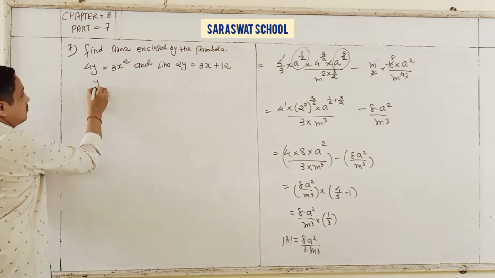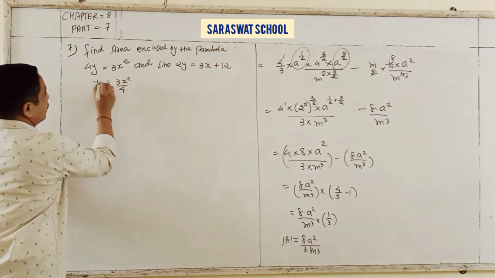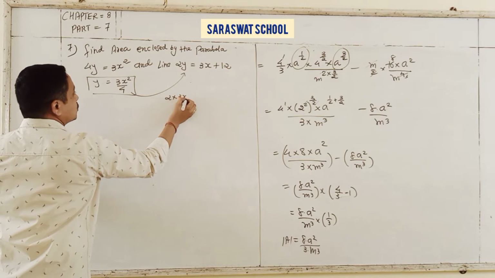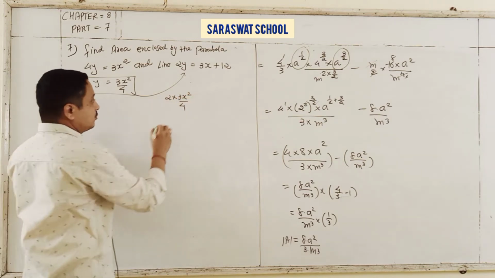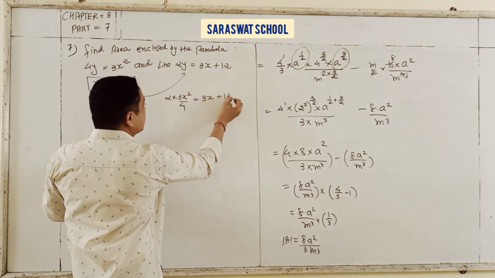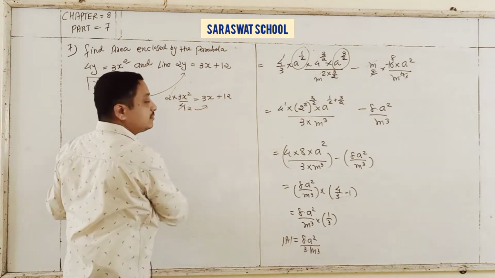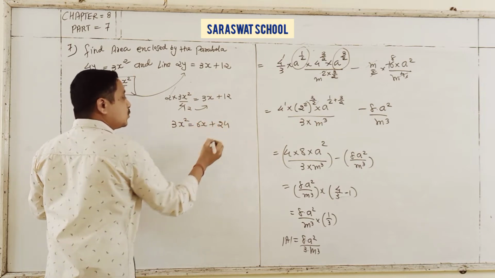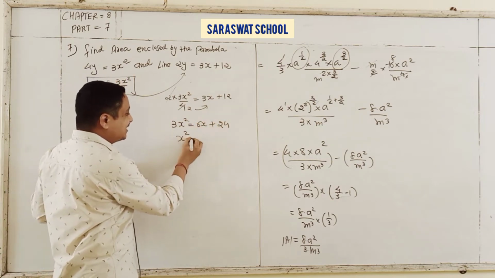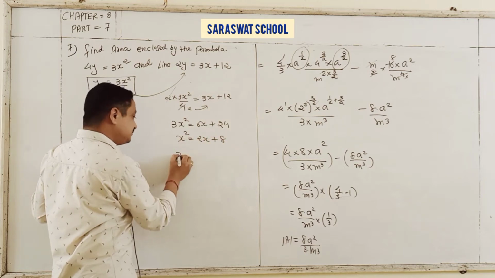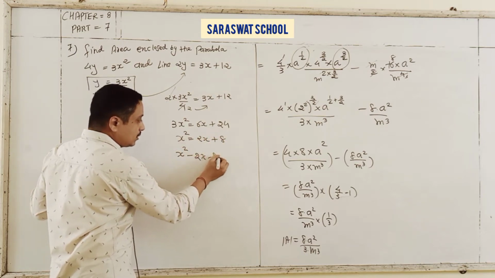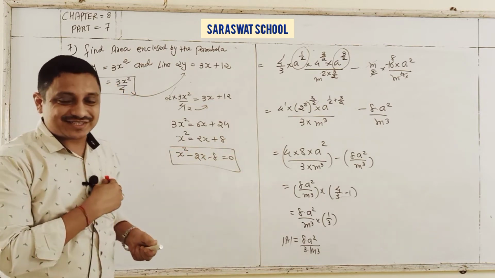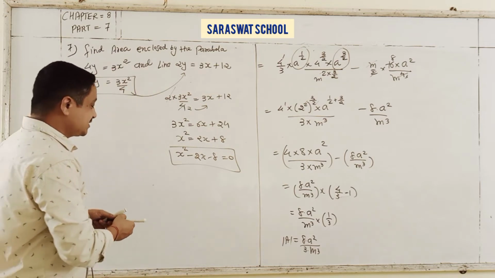So definitely y becomes 3x square by 4, and this y I substitute here. So 2 into 3x square by 4 equals 3x plus 12, this cancels, 2 2's are 4, again multiply. So 3x square equals 6x plus 24. 3 common and cancel, 3 1's are 3, 3 2's are 6, and 3 8's are 24. It will get splitting. x square minus 2x minus 8.